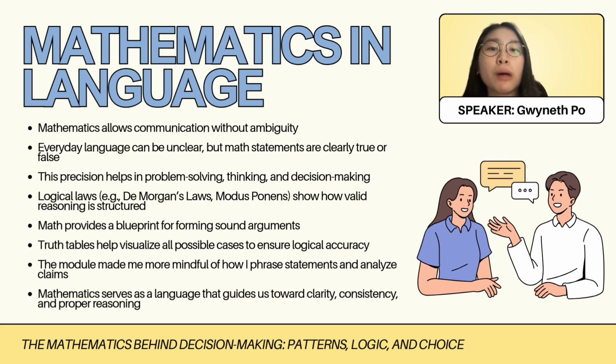So, learning about logical laws like De Morgan's laws and rules of inference like modus ponens showed me that strong reasoning follows a clear structure. It's almost like math gives us a blueprint for forming valid arguments.